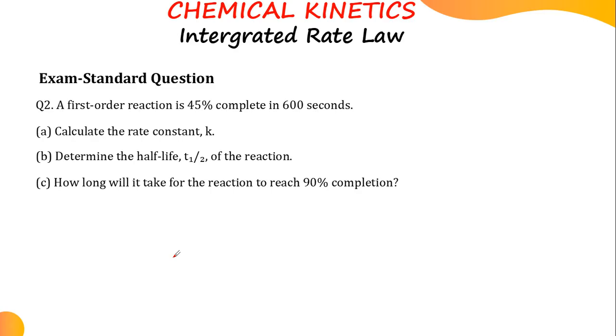A first order reaction is 45% complete in 600 seconds. Calculate the rate constant. So let's start with calculating the rate constant. They have said this is a first order reaction. Here, they haven't given you the concentration as a number, but they have written it in percentage. What can you do?